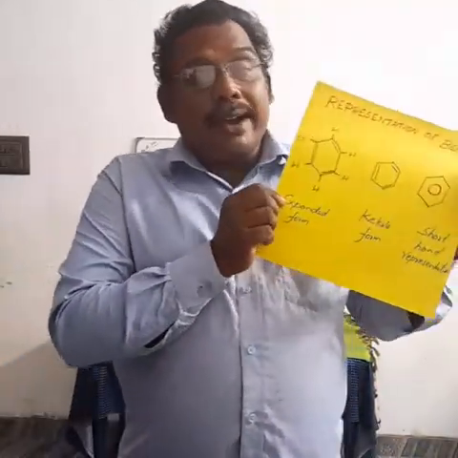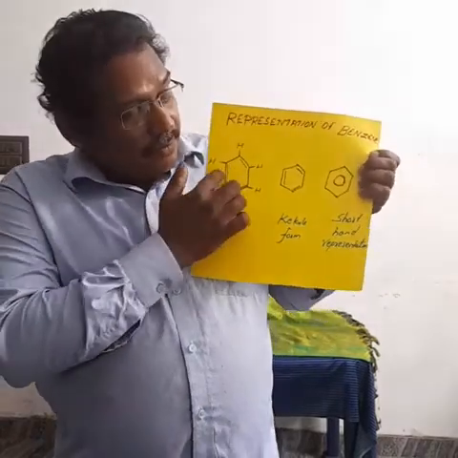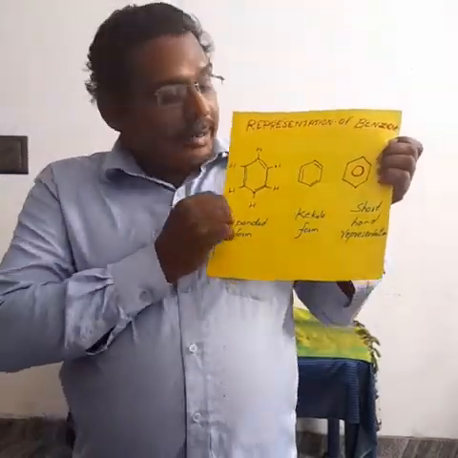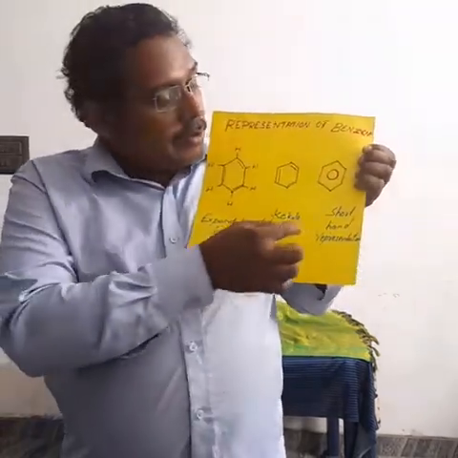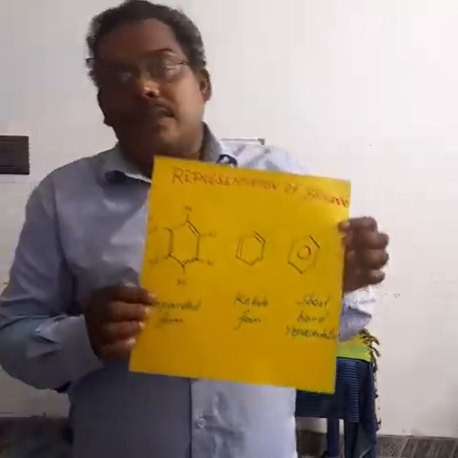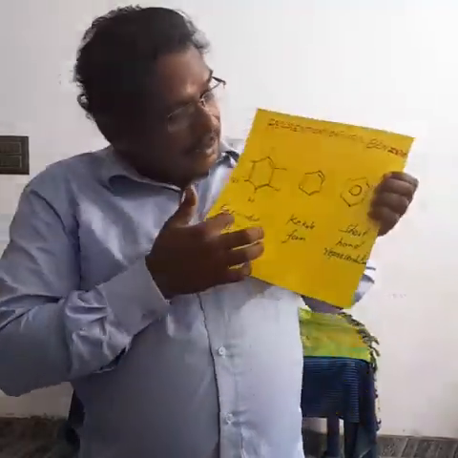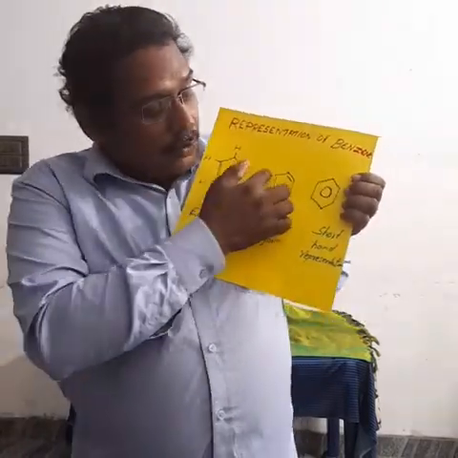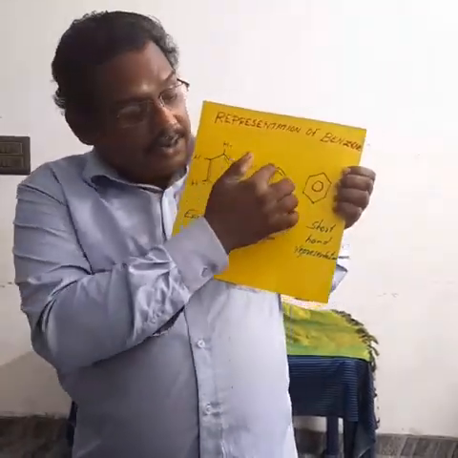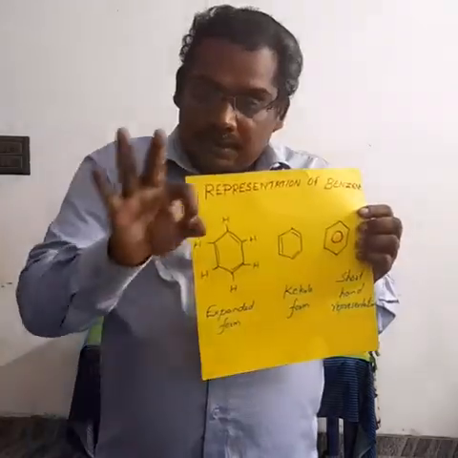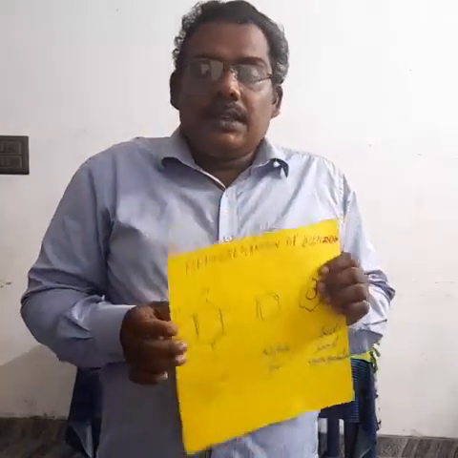So benzene can be represented in 3 ways. One is the expanded form. Then the Kekulé form. Next is the short-handed form. These are the 3 forms. It can be explained on the board, okay? Nowadays we are using these forms. Just try to understand the representation of benzene. 3 representations.